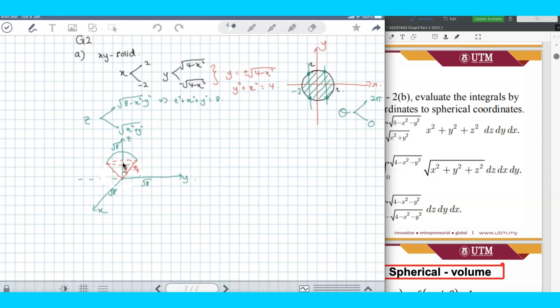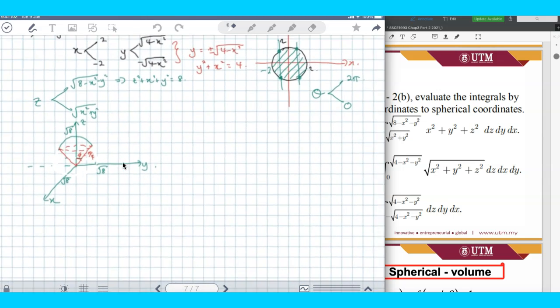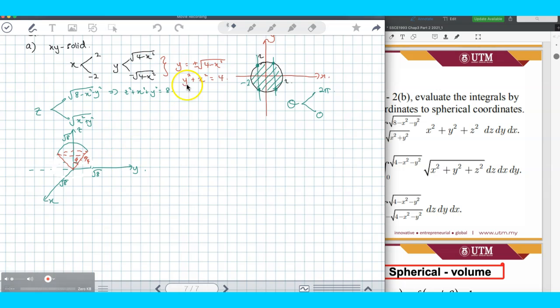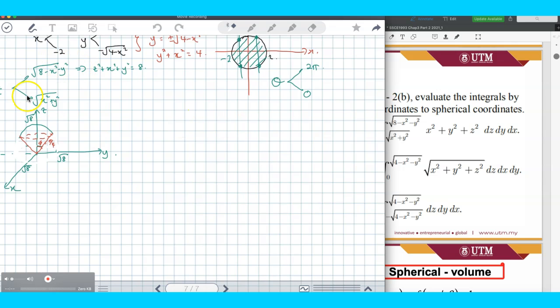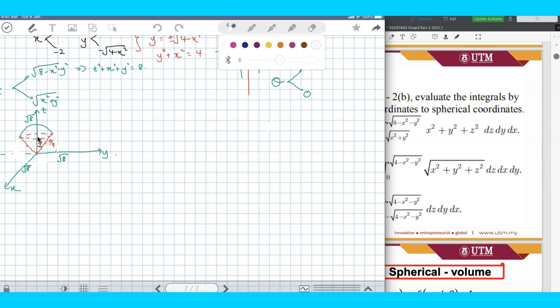Now back to the question here. We have got the region, and at the same time we can determine the limit of theta. From the solid, where the limits are given here, we know that we have an ice cream cone-like surface. So from there you can determine the limit of rho: 0 to square root 8. How can we know that?